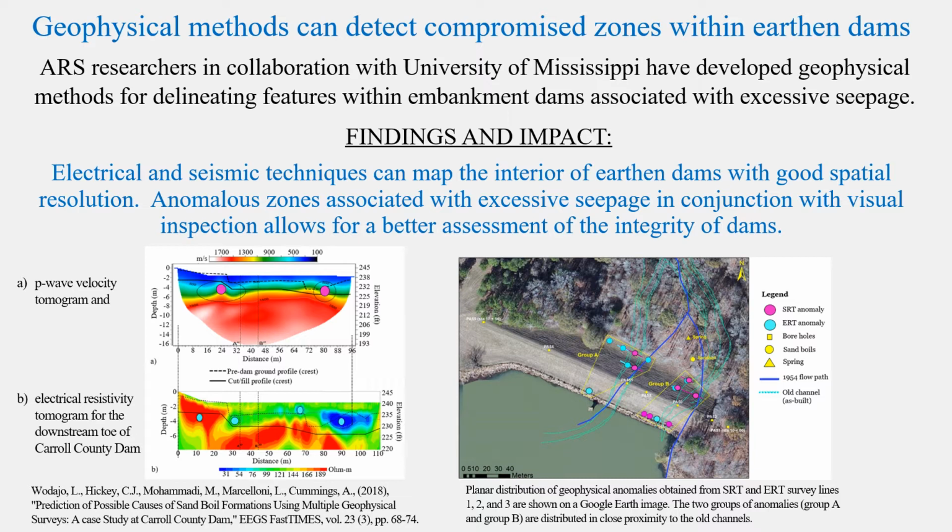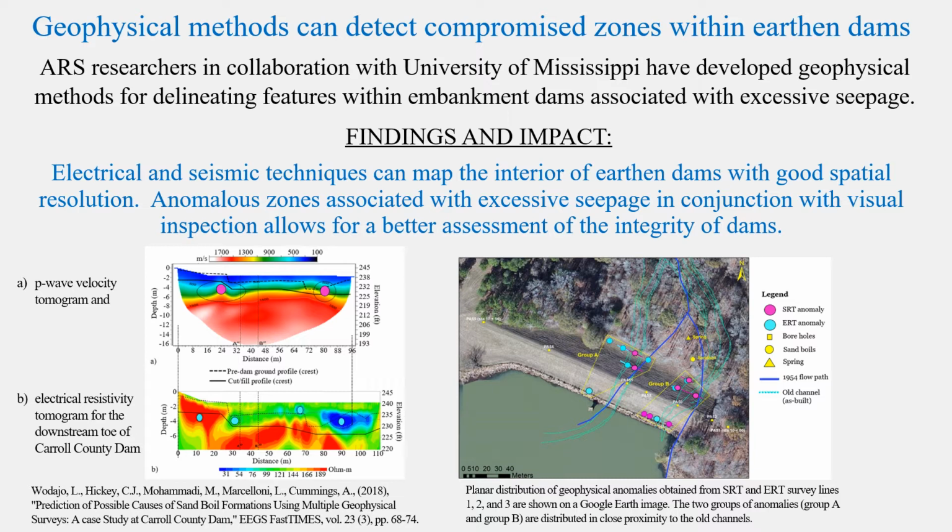This is an aerial picture of Carroll County Dam, a high-hazard dam located in northwest Mississippi. A seepage study determined that the dam was affected by moderate seepage and sand boil formations. The purple dots in the upper left plot are anomalies detected by seismic refraction, and the light blue dots in the lower left plot are anomalies detected by electrical resistivity.